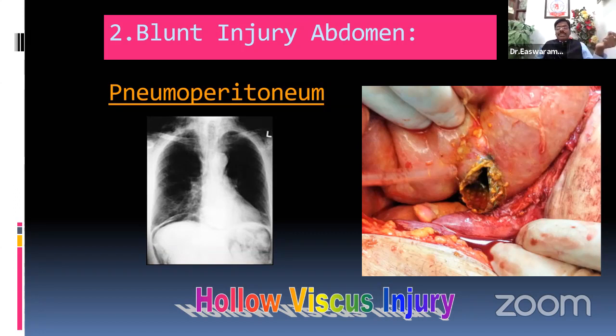That has to be managed conservatively, with a drain kept in that place for a longer duration. So these are the three common complications I would expect undergraduates to write in the exam.